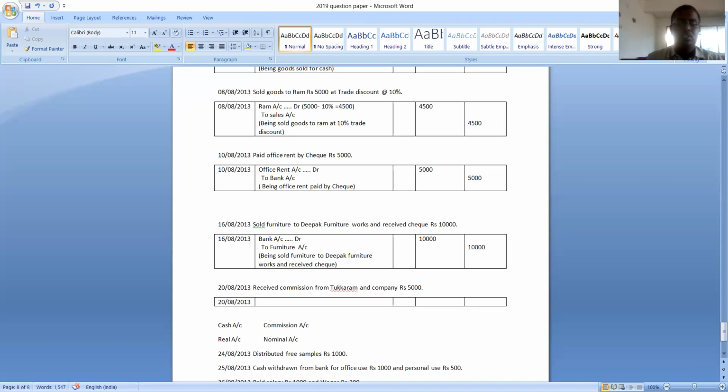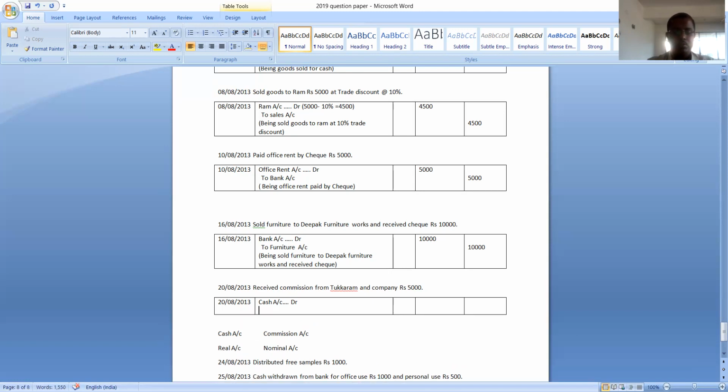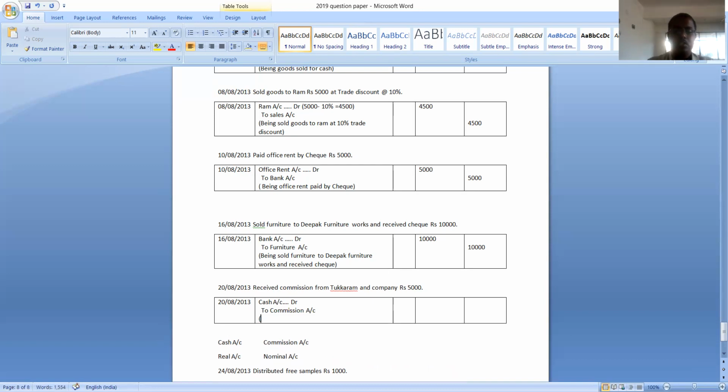Okay. Now we should decide which account should be debited and which account should be credited. Received commission from Tukaram and Company. Received means cash comes in. What is the rule of real account? Debit what comes in, credit what goes out. So here received commission means cash comes in. Okay. To which account? To commission account. Why is commission account credited? Because the rule of nominal account is credit all incomes and gains. Here commission is income, that is the reason commission account is credited.